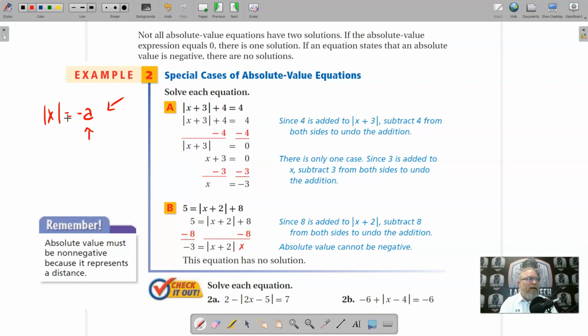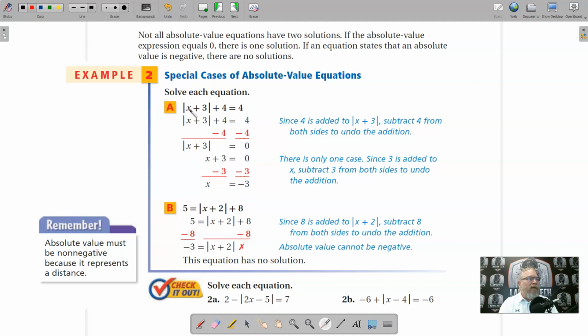Distance can't be negative. So if you get the absolute value portion of the equation isolated on one side, and the other side of the equation now has a negative number, at that point you can just stop there, because you know that there is no solution to a situation like that. So let's look at the first special case where it looks like we're going to get just one solution.